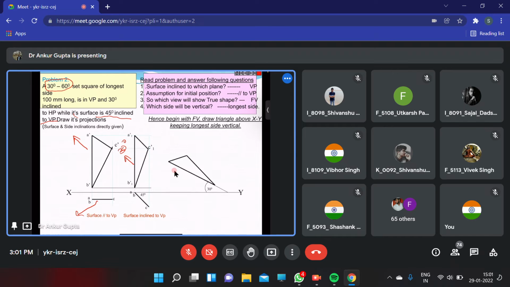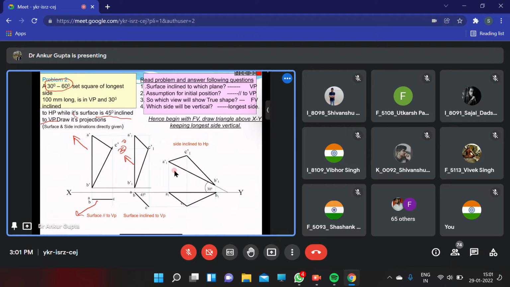I reproduce this shape at 30 degree. Any doubt here? In the anti-clockwise direction 30 degree. Longest side is now at 30 degree to vertical plane. No, sorry, horizontal plane, 30 degree inclined to horizontal plane now. Okay. Now I will reproduce it again to the horizontal plane. Got it.